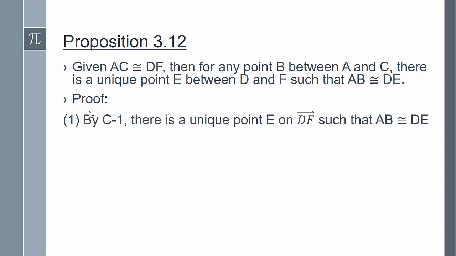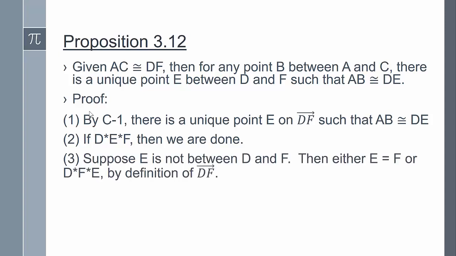By Congruence Axiom 1, there's a unique point E on ray DF such that AB is congruent to DE. So we need to prove that point E is between D and F. If indeed E is between D and F, then we're done. So now let's suppose that E is not between point D and F. Then we have two cases. Either E is equal to F, or F is between D and E by definition of ray DF.